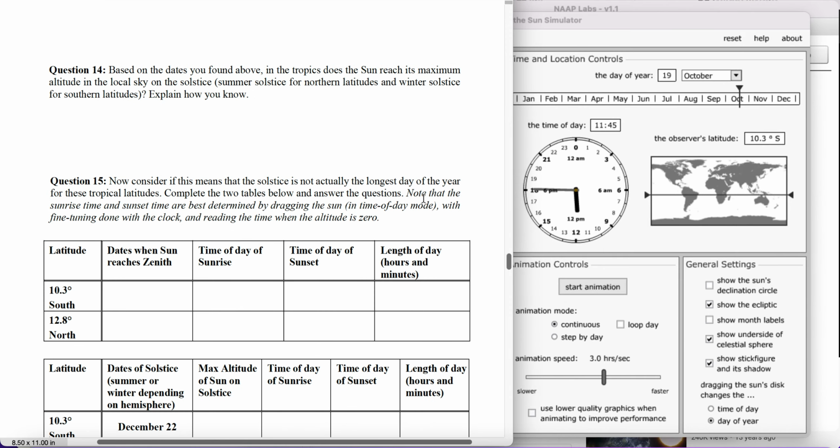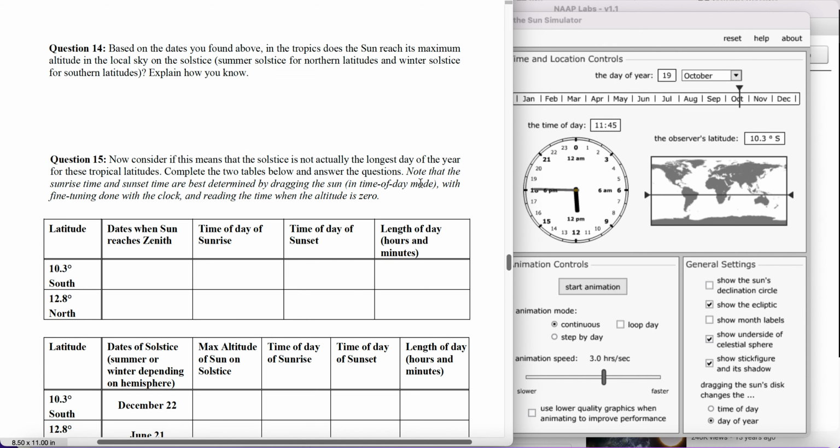Did the sun reach its maximum altitude, which after all is the zenith? You can't go any higher than the zenith because that's 90. It is impossible. There's no 91, okay? So did that happen on the solstice? Yes or no, right? Because that's going to give you your answer, okay?